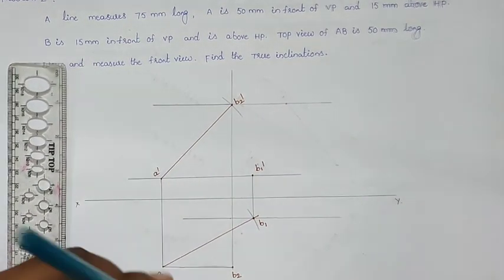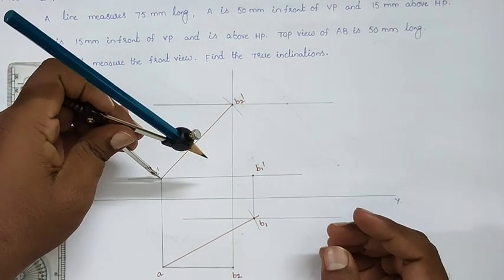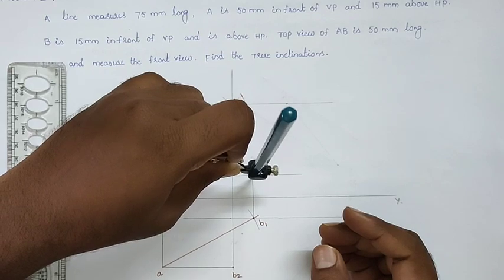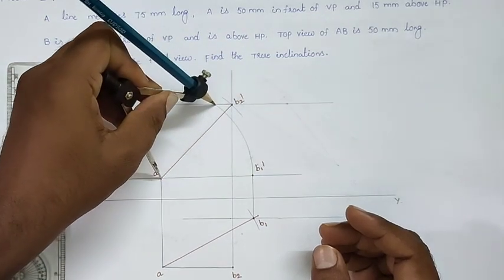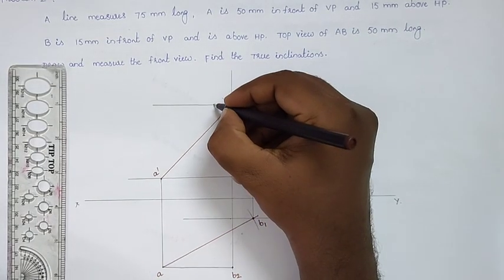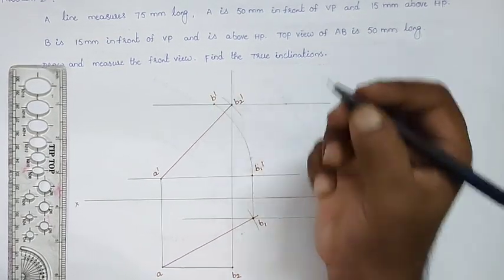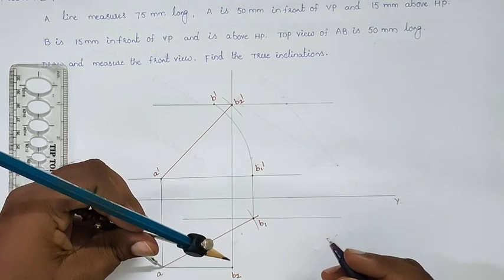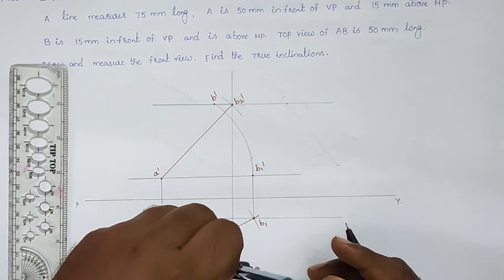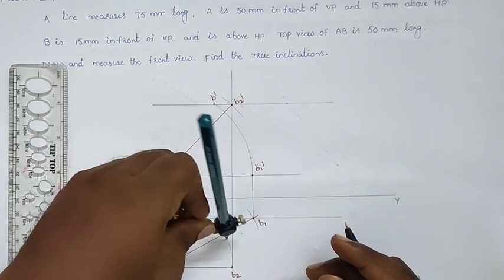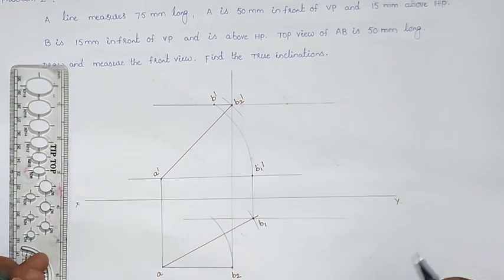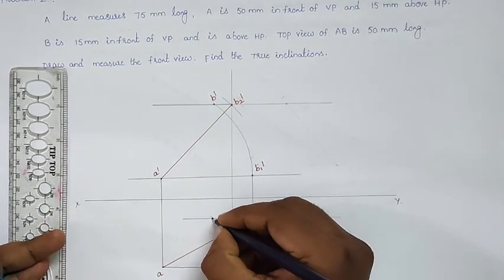Now A dash as the center, A dash B1 dash as the radii. Draw the arc up to the B2 dash horizontal line and locate this point as B dash. And similarly, A as center, AB2 as the radii. Draw the arc up to the B1 horizontal line and locate here point B.